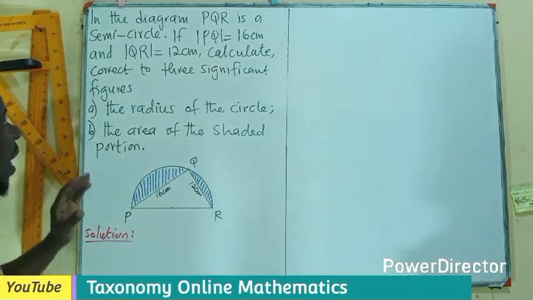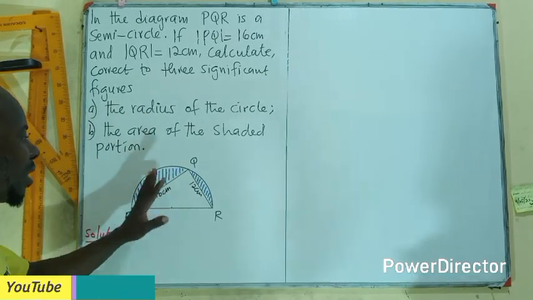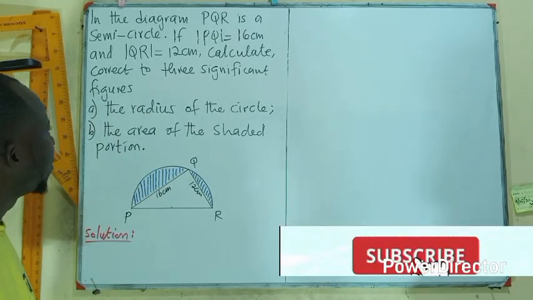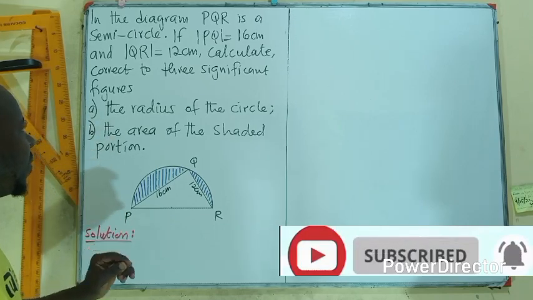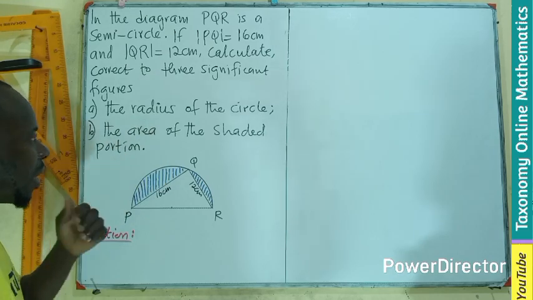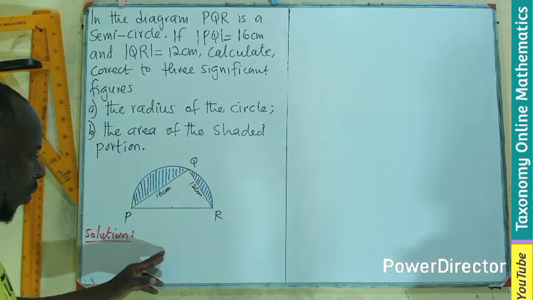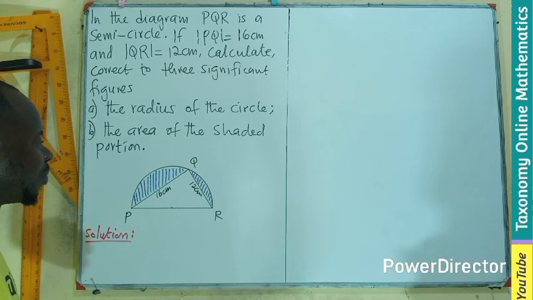In the figure, we have PQR as a semicircle with dimensions 16, 20 and 12. We have to calculate, correct to three significant figures, the radius of the semicircle. When the other half follows here, it will become a circle. Then we find the area of the shaded part.